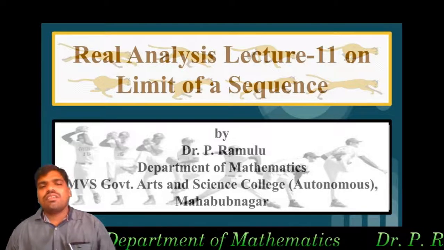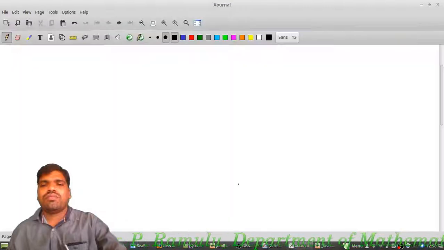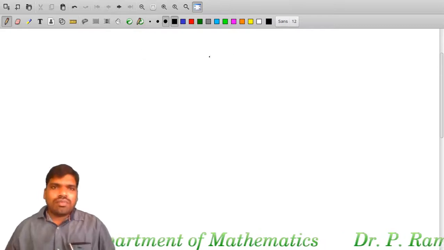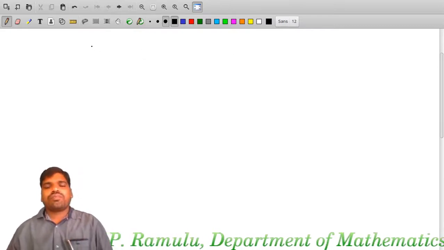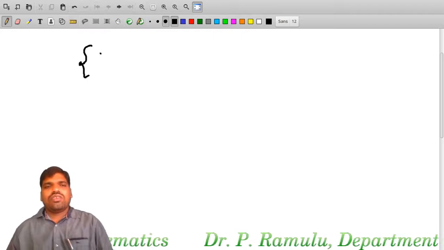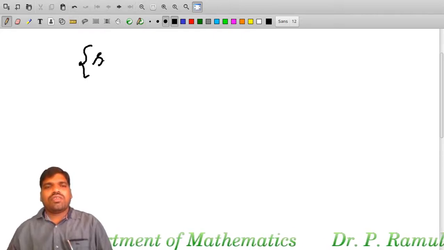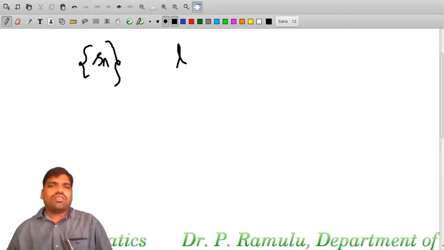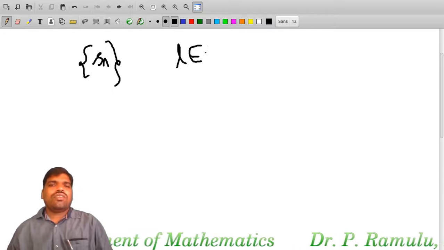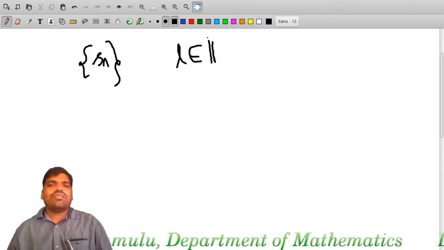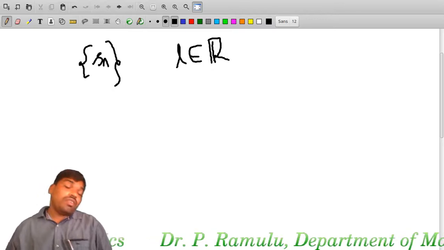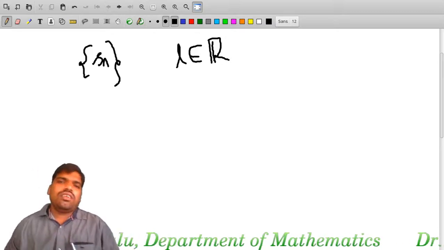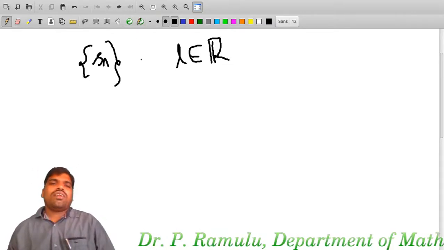So what is the limit of a sequence? Let Sn be a sequence. A function from N to R is called a sequence, or a real sequence. Otherwise, a function from N to S is also called a sequence. This is my sequence, Sn. Let L belong to R.